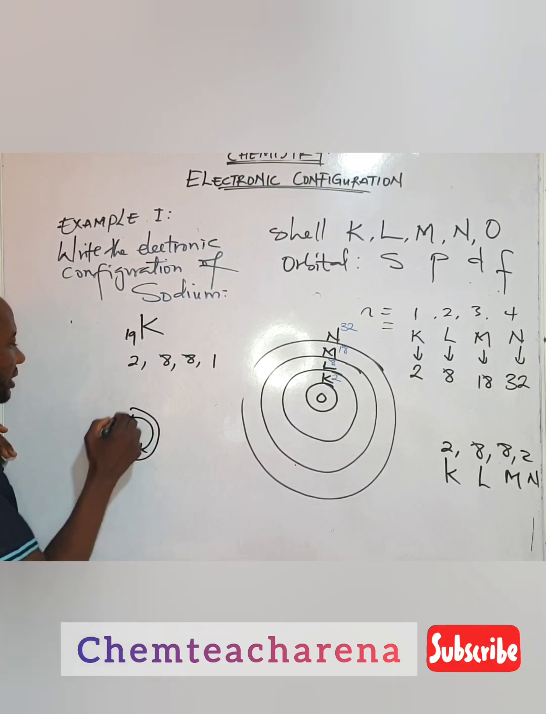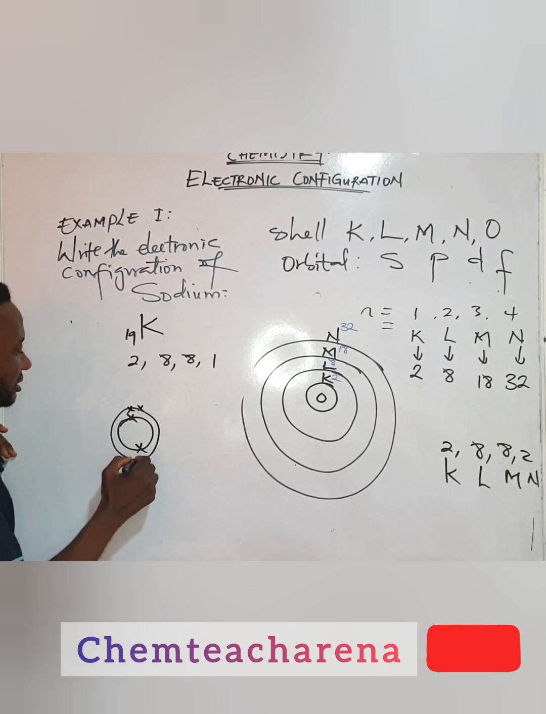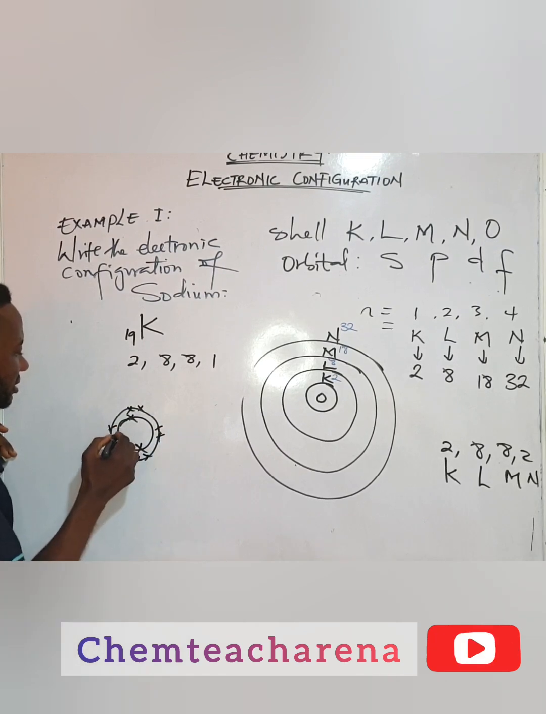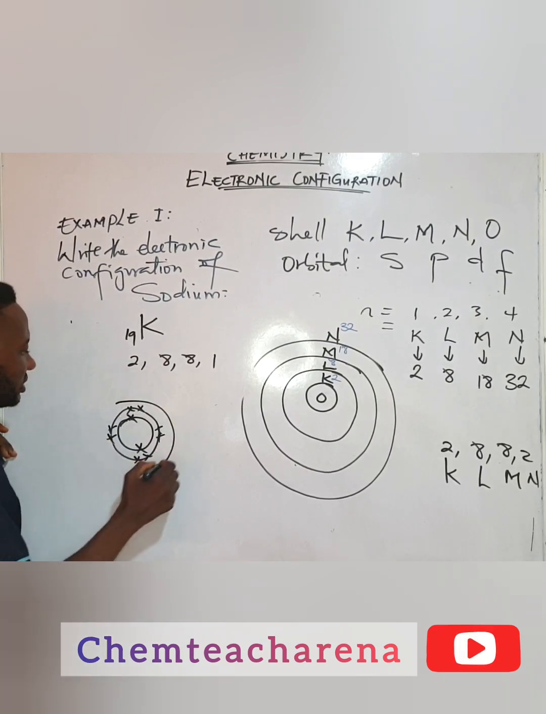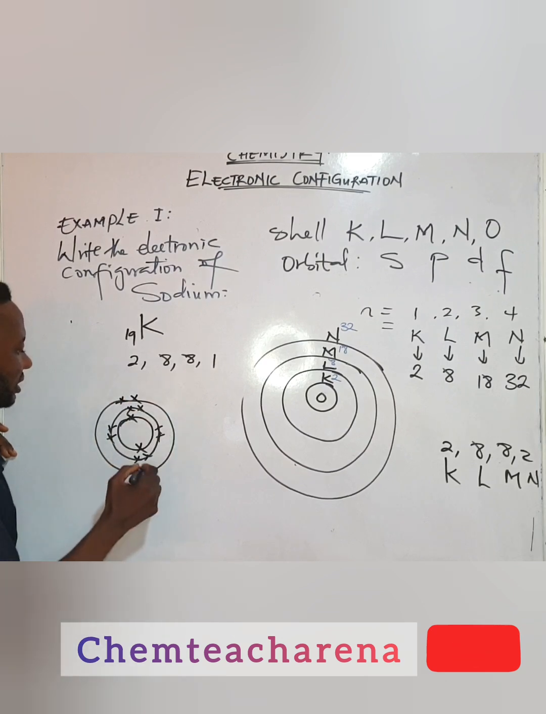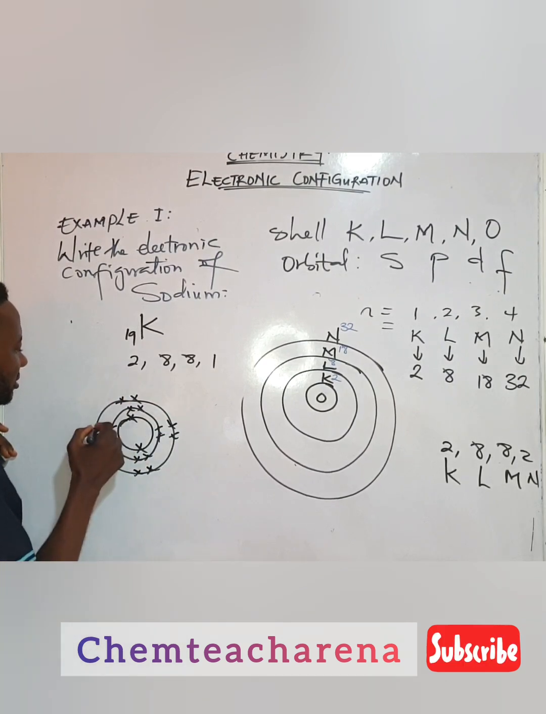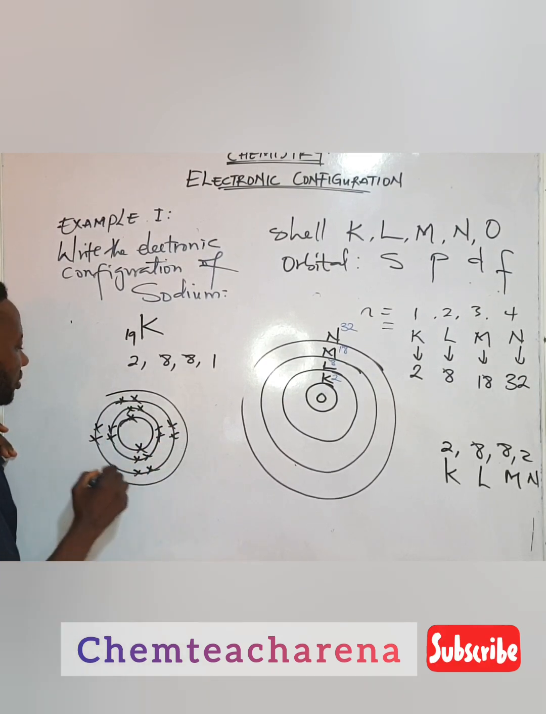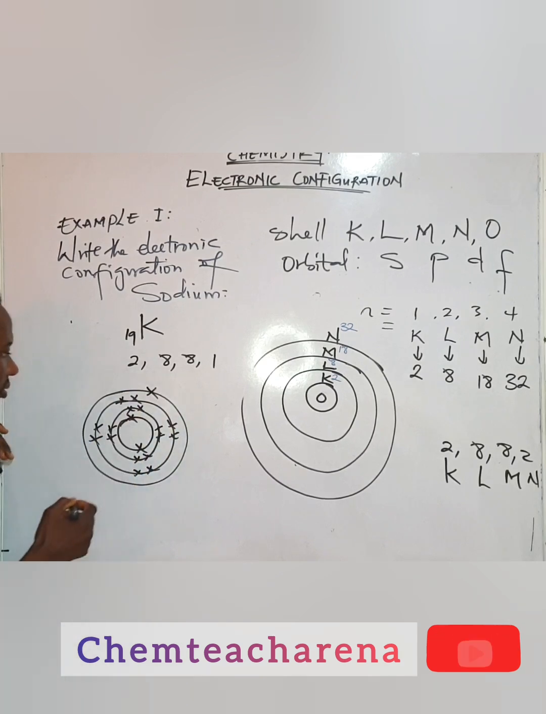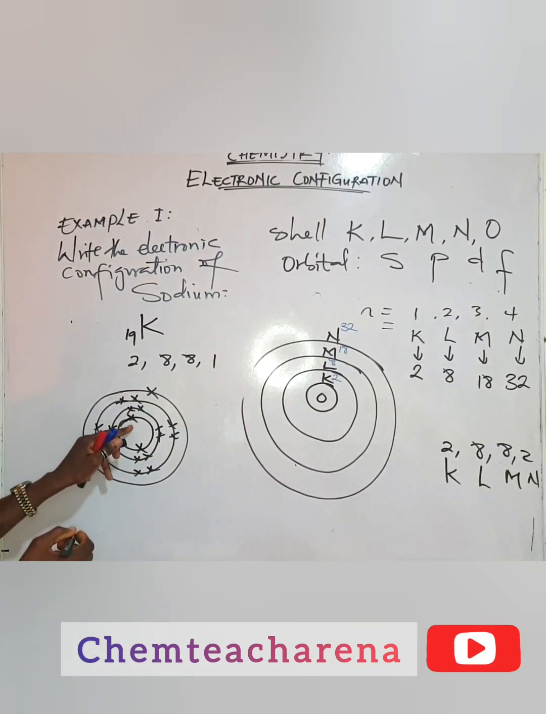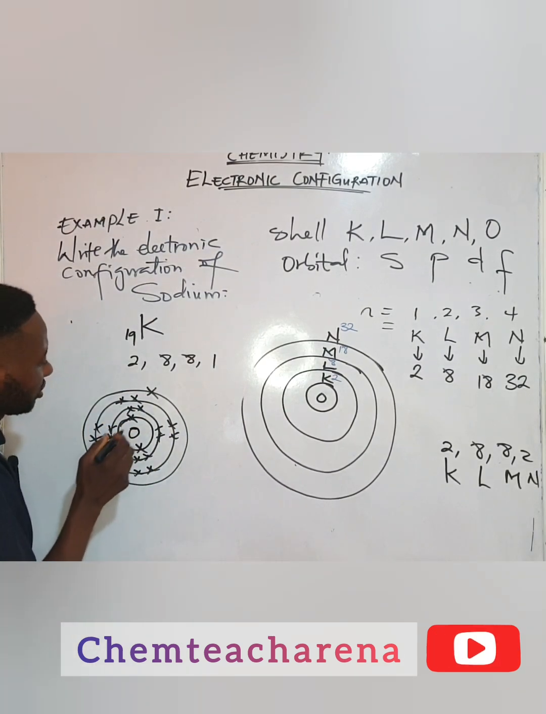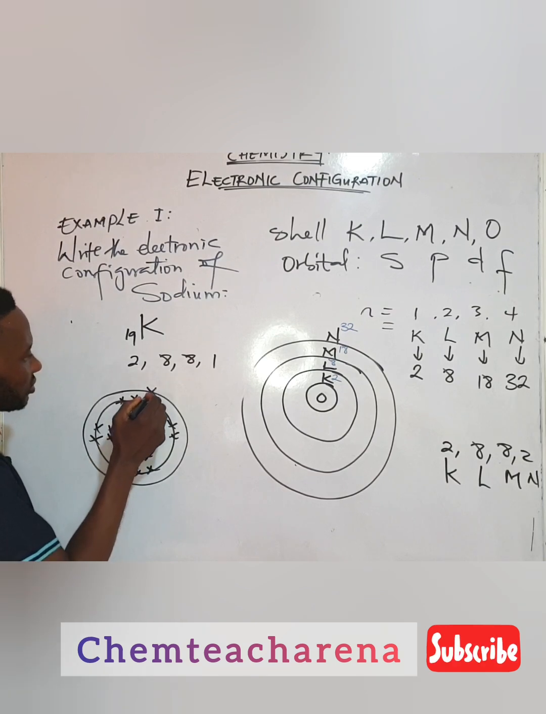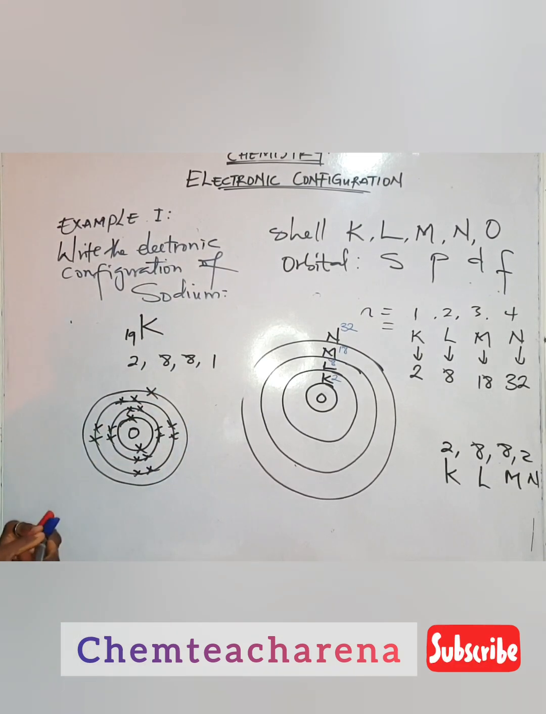I'm going to draw another shell. It's going to be 8. I'm going to draw another shell. It's going to be 8. So I'm going to draw the last one, which is going to be what? 1. This is my nucleus. It's going to be 2, 8, 8, 1. That is it for the first 20 elements.